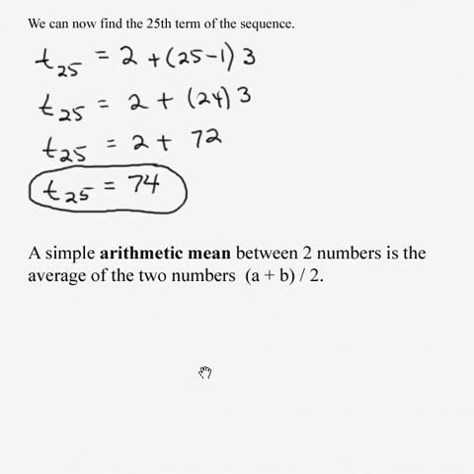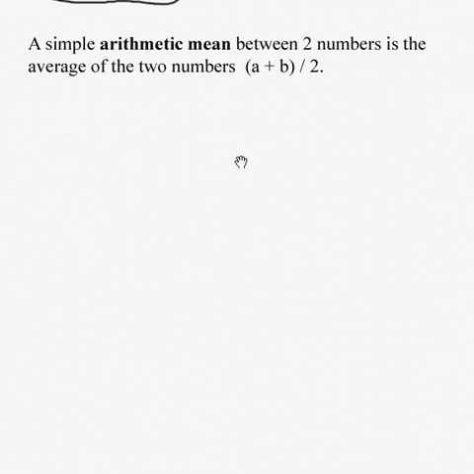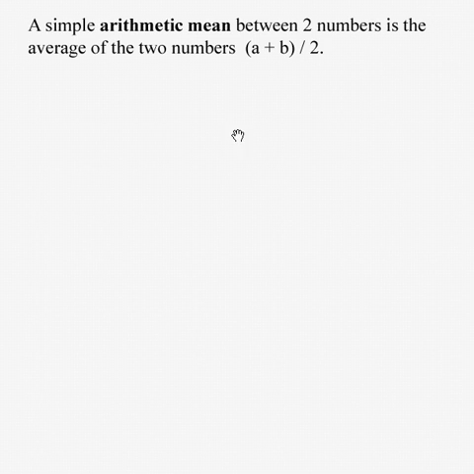All right, next we're looking at something called an arithmetic mean. Now we've been doing this for years because arithmetic mean is another way of saying average. In this case, we're only looking at 2 numbers. So we add the 2 numbers together, divide by 2.